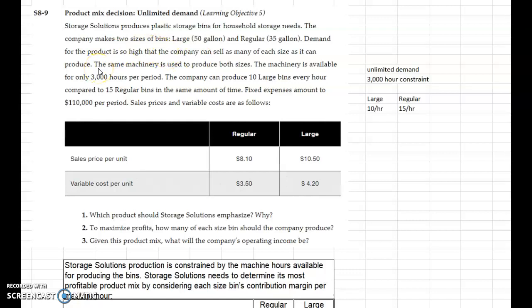The same machinery is used to produce both sizes, and the machinery is available for only 3,000 hours per period. So this is your constraint, 3,000 hours. The company can produce 10 large bins every hour compared to 15 regular bins in the same amount of time. And fixed expenses are $110,000 per period, and this is your selling price less your variable costs. So $810 for the regular and $1050 for the large.